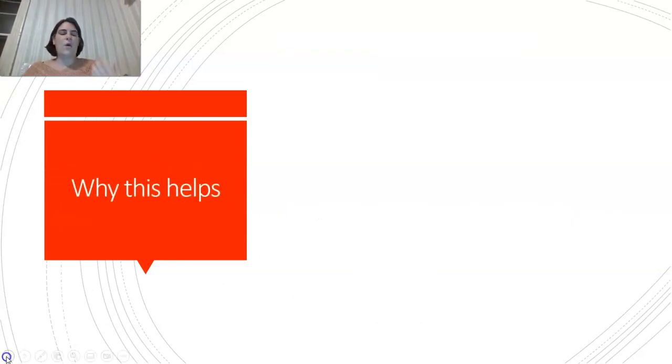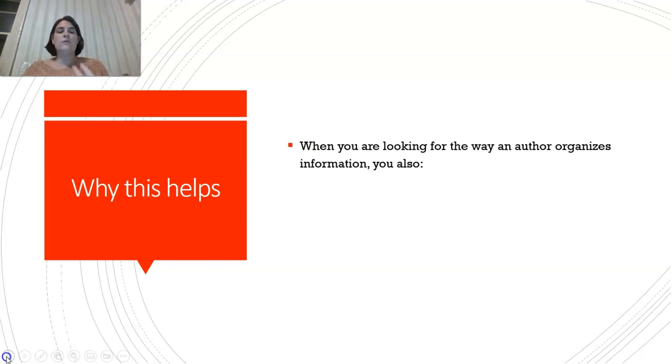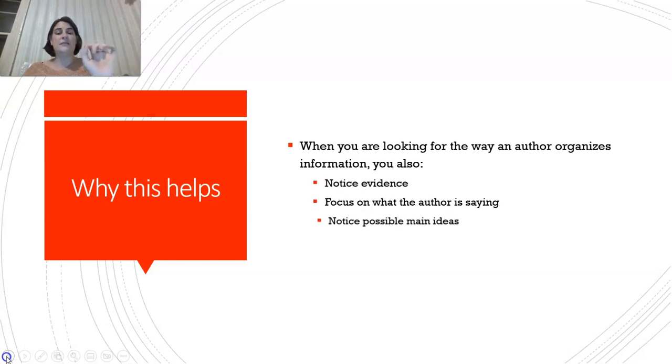What does this even matter? Why does actually stopping and trying to figure out the order of organization help you? Well, when you're stopping and thinking and focusing on this, you actually also will really notice evidence. You're really going to stop and focus on what is the author actually saying, and by slowing down and breaking those things down and looking for, do they start with their opinion and what do they say, or do they start with evidence and end up with the opinion? Eventually, you're also going to notice possible main ideas as you go.